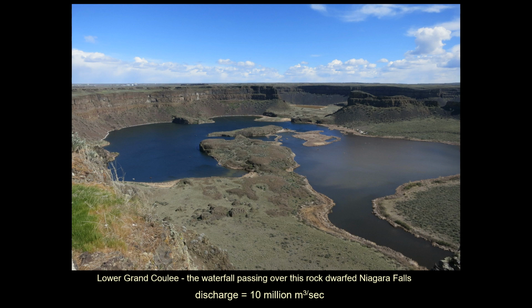And here's some evidence. There was a giant waterfall here at Lower Grand Coulee. This river, for a time, had a discharge. Remember what a discharge is, the amount of water that flows past a place in 1 second, of 10 million cubic meters per second. So that's a lot of water.